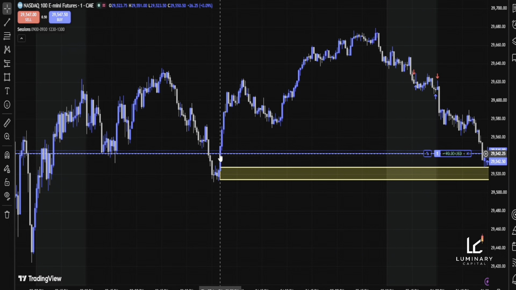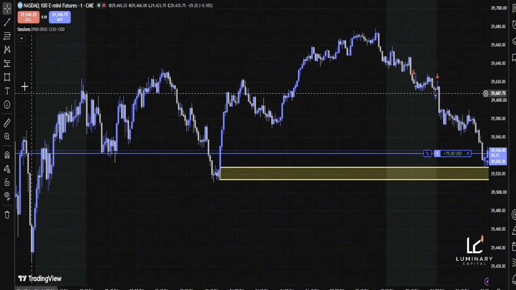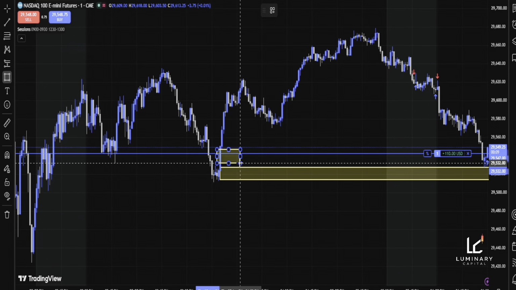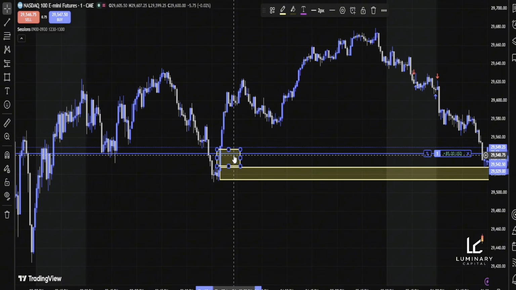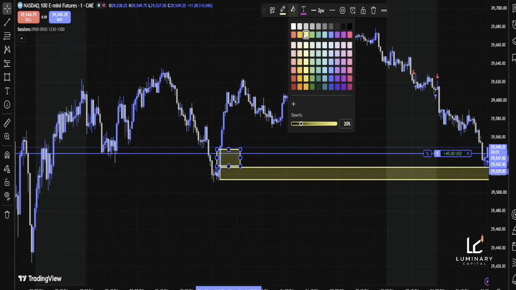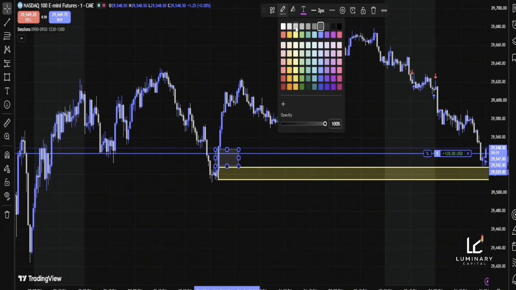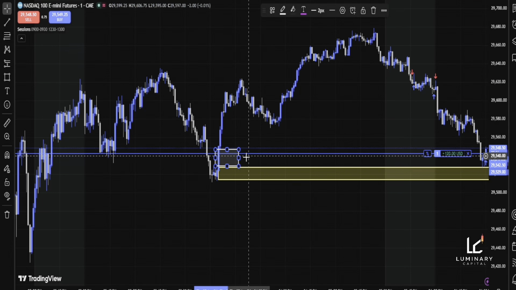So right here, this is a big imbalance in the market. I'm going to draw it out. This is called a FVG. So the FVG is right here, guys. I'm going to show you the full breakdown of how to use fair value gaps in the market, capitalizing off the fair value gaps to be very profitable.